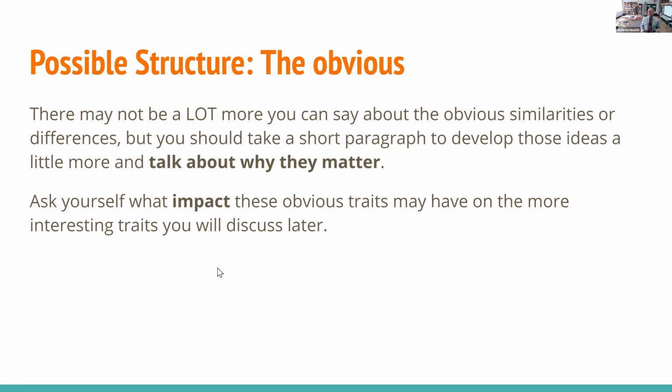After your thesis statement, start a new paragraph. This is where you want to go a little bit more in depth on the obvious. Not too much. There may not be a lot more you can say about the obvious similarities or differences, but you should take a short paragraph to develop those ideas a little more. Talk about why they matter. Ask yourself what impact these obvious traits may have on the more interesting traits that you'll discuss later. So just give a little bit more detail about those obvious things that you're not going to spend too much time on.